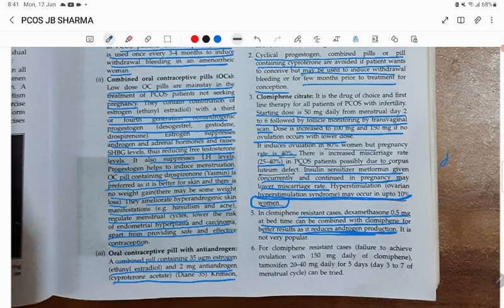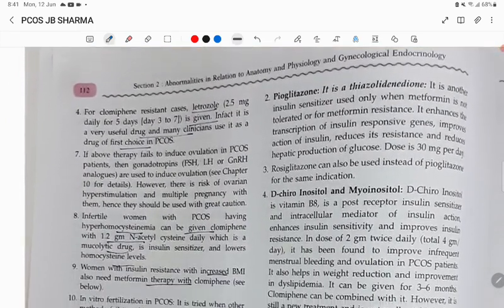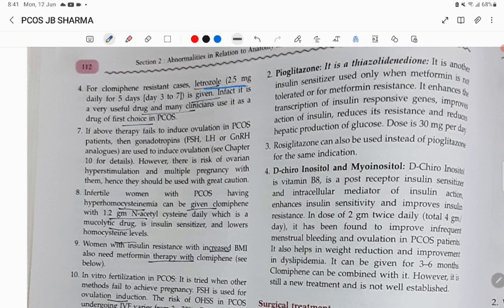Dexamethasone decreases androgen. For clomiphene citrate resistance, meaning failure to achieve ovulation induction with 150 mg daily of clomiphene, you can add dexamethasone 0.5 mg daily at bedtime. Then you can also add tamoxifen 20 to 40 mg daily for 5 days, that is day 3 to day 7 of the menstrual cycle. For clomiphene resistance, another option is letrozole 2.5 mg daily for 5 days, day 3 to day 7. In fact, it is a very useful drug, and many use it as the drug of first choice.